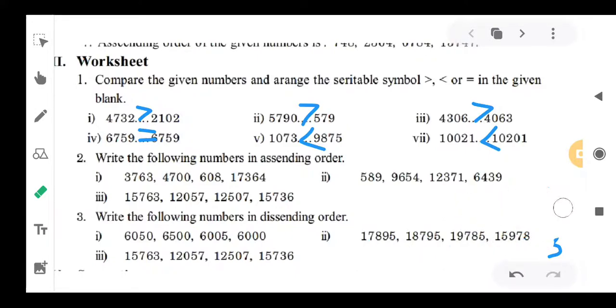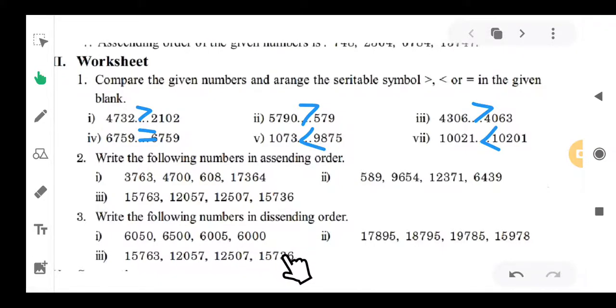Next bit. In next bit, write the following numbers in descending order. So you have to write these numbers in descending order. There are 3 problems. We will go for first one. This is 6,050, 6,500, 6,005 and last 6,000.